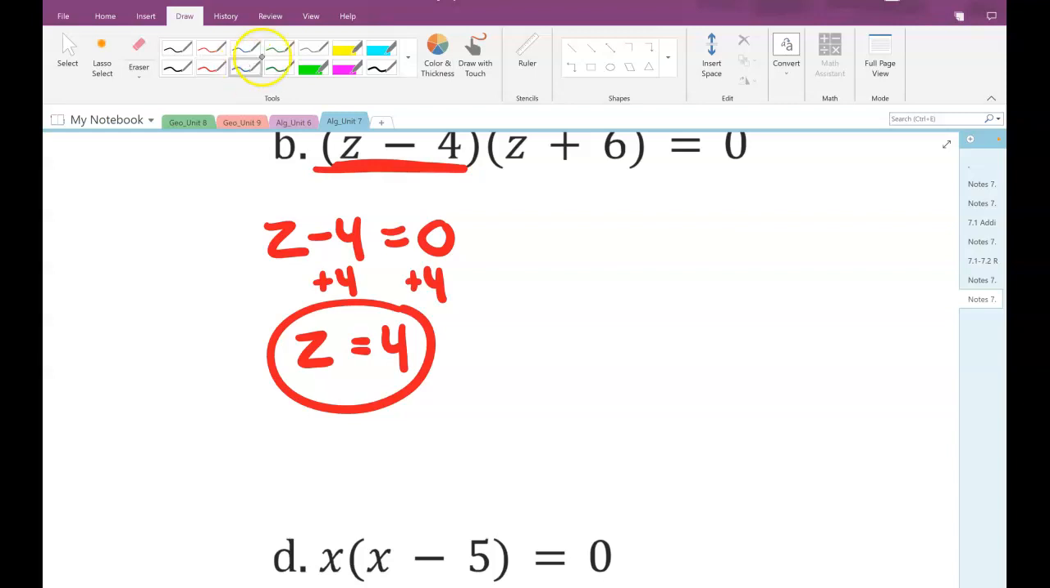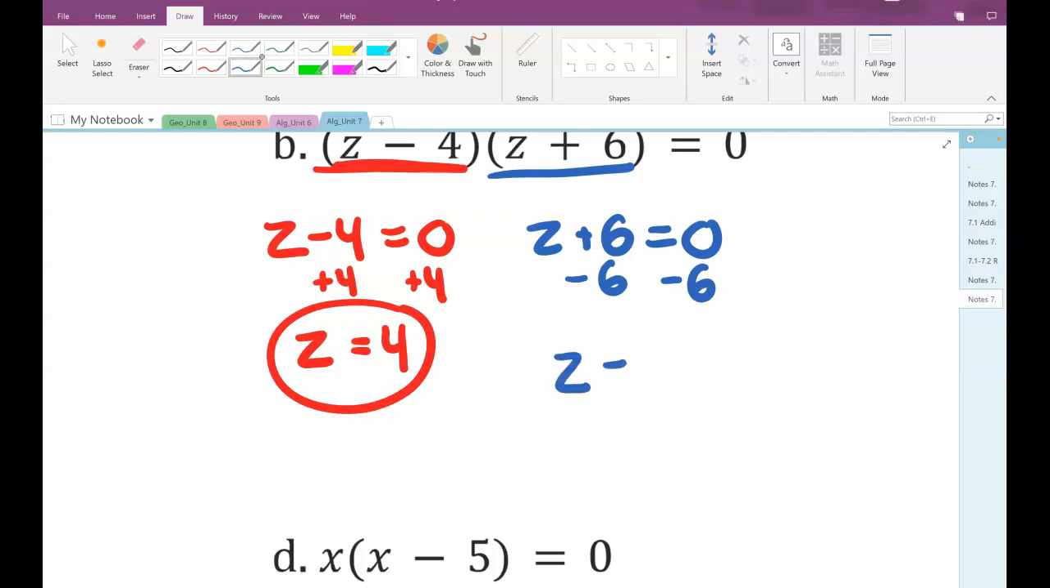And then you take your second parentheses, which is your second term, and set that equal to 0. So you say Z plus 6 equal to 0. So to solve, you'd have to subtract 6 from both sides. So your other answer would be Z is equal to negative 6.